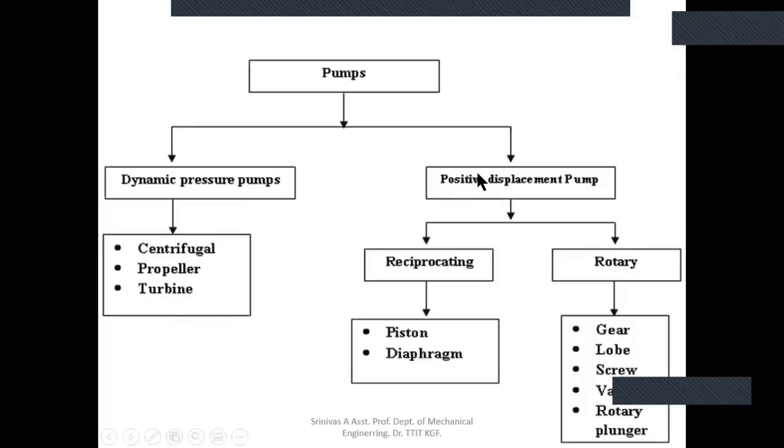Next, coming to the second kind of classification, the positive displacement pumps. Here we have two types: reciprocating and rotary. Reciprocating means the front and back, to-and-fro motion, by which the water is displaced. That is why it is called reciprocating. And rotary: here continuous rotational motion takes place, and because of that the water is displaced. So we will go one by one, starting with reciprocating.